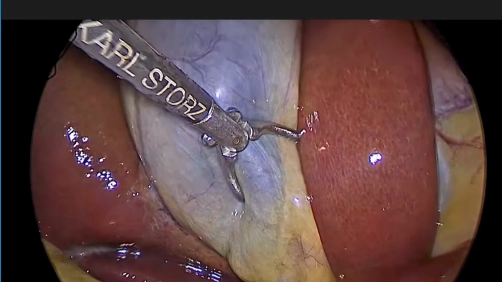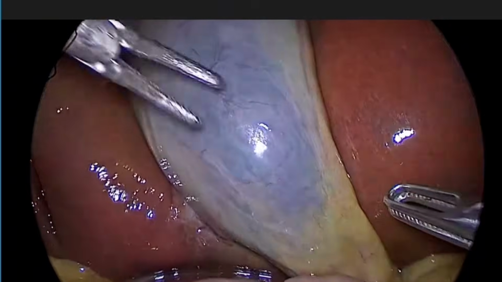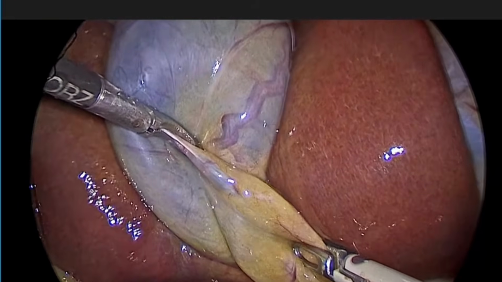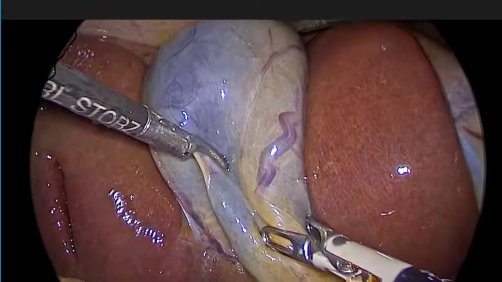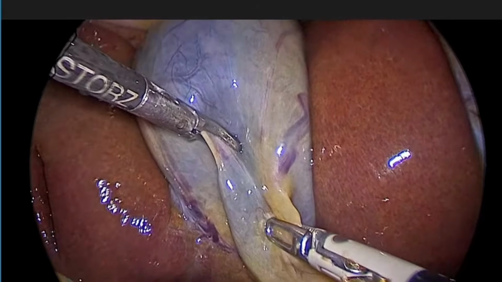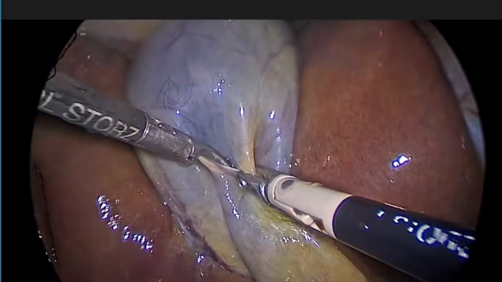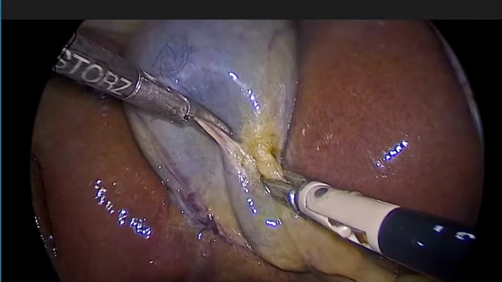See, this is the reverse sulcus, and here is the lymph node. Lymph node is here, so we will be starting our dissection. Coagulation above the lymph node on the gallbladder wall, coagulating the visible vessels.